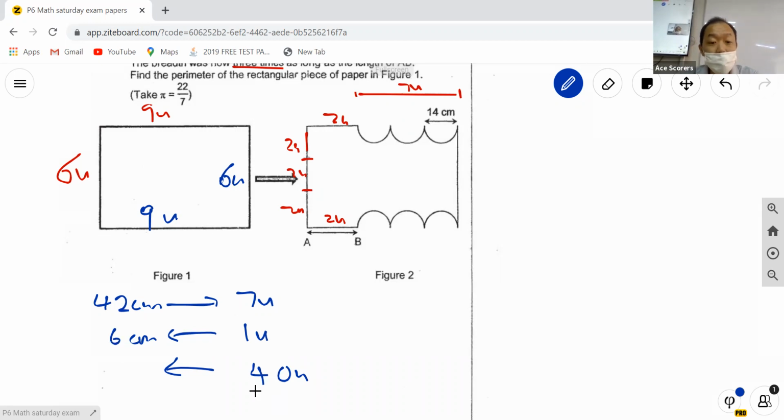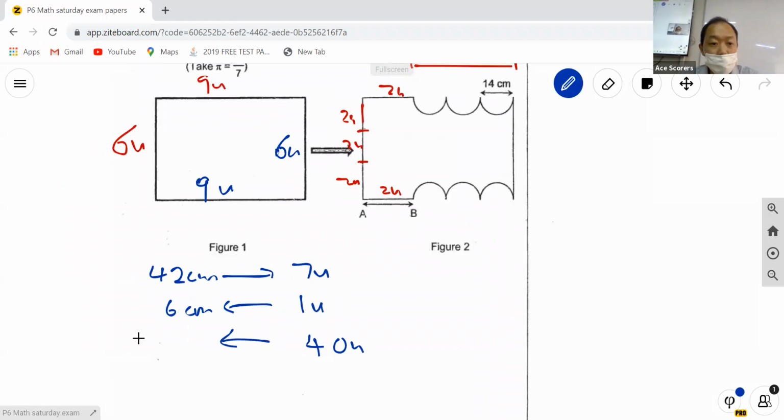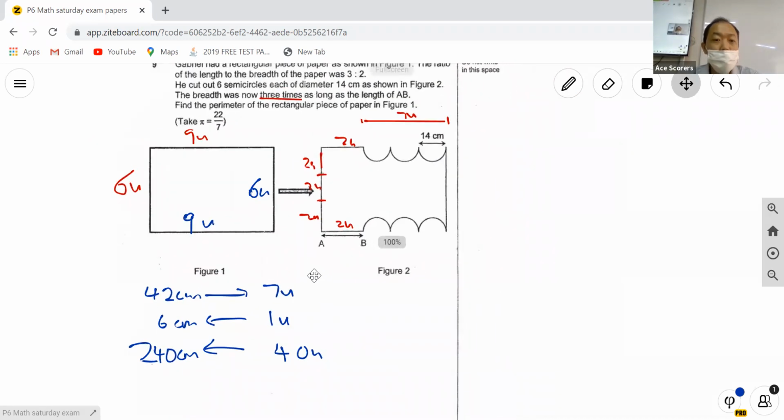Okay. 6 times 40. 240. 240 cm. Okay, so 40 units, 18 plus 12. Wait, 18 plus 12 is 30. Sorry. So 30 times 6, 180. Okay, so that's the answer.